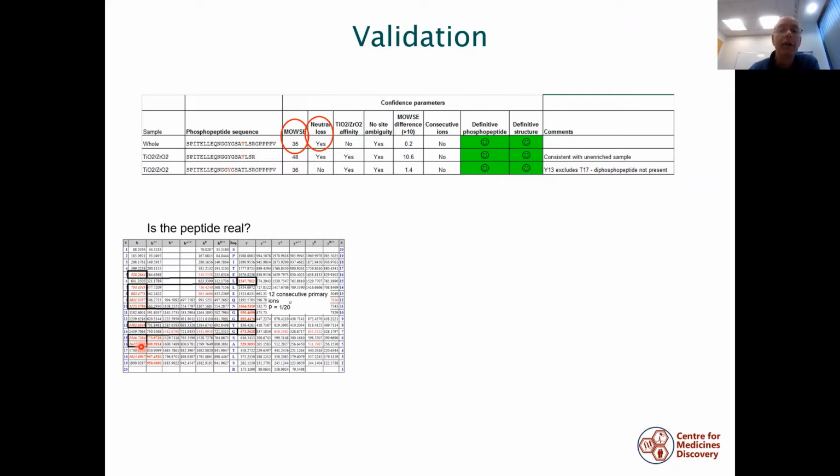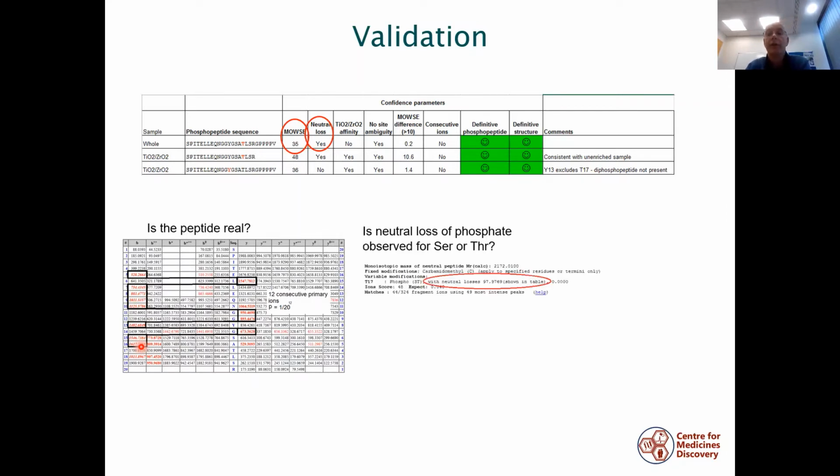Second thing you want to look for is neutral loss. So neutral loss happens during CID with serine and with threonine, but not with tyrosine. And Mascot will tell you if the software has identified neutral loss, which it has. You'll notice here that it's not 80 daltons, which would be loss of phosphate, it's 98. So yes, it has identified a neutral loss, so that implies that we have a phosphopeptide.